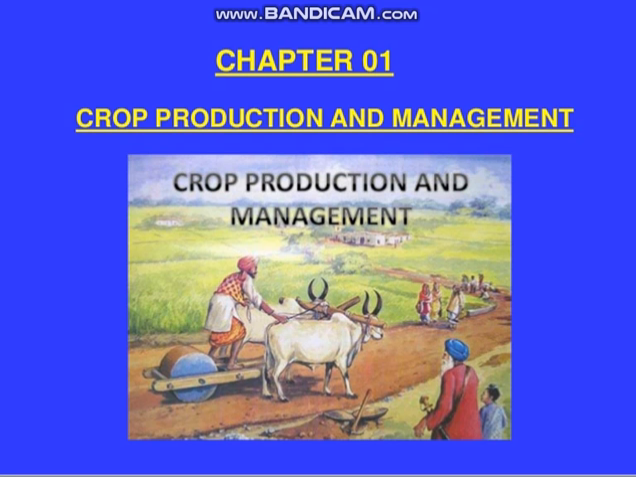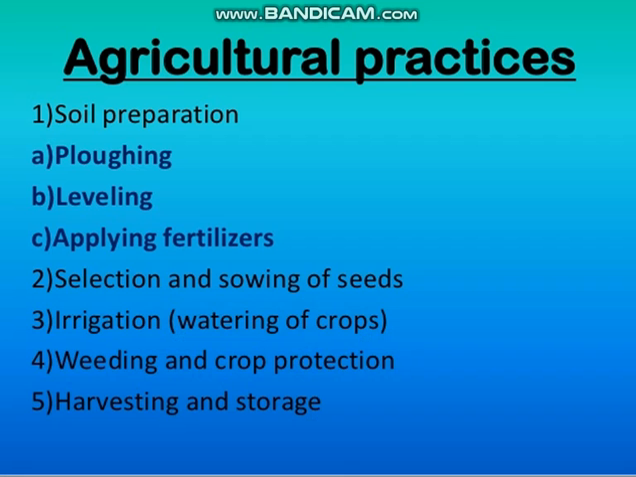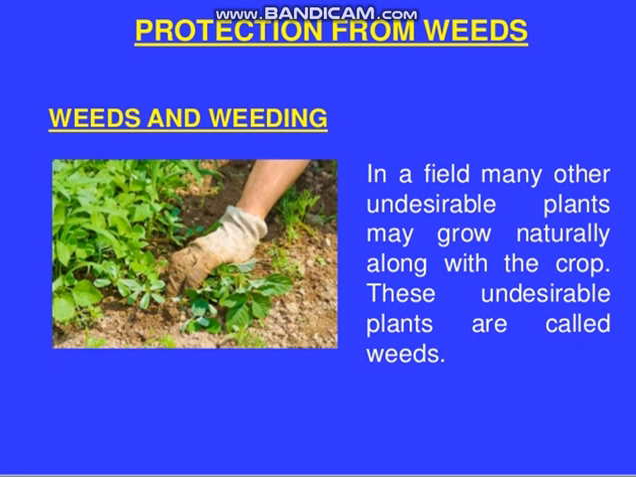In this chapter, we were discussing the various agricultural practices. Under this topic, till now we have covered soil preparation, selection and sowing of seeds, and irrigation. Now, in today's video, we are going to discuss the next step of agricultural practices, that is weeding.